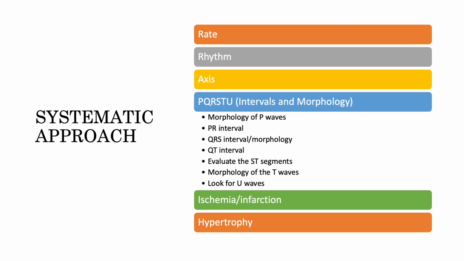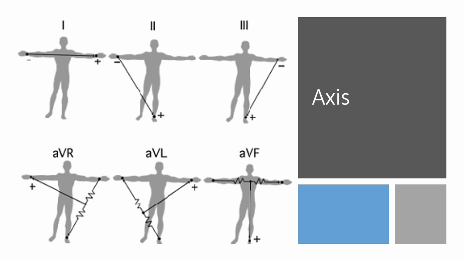We will talk about intervals and morphology in a little bit more detail. We'll talk about how to identify ischemia and infarction just briefly, and we'll also briefly talk about how to identify left ventricular hypertrophy and right ventricular hypertrophy on an ECG. So let's discuss axis first. We determine axis from the limb leads on the ECG.